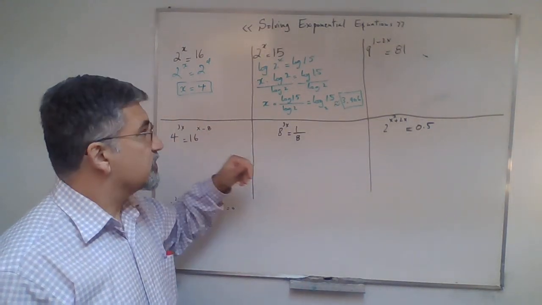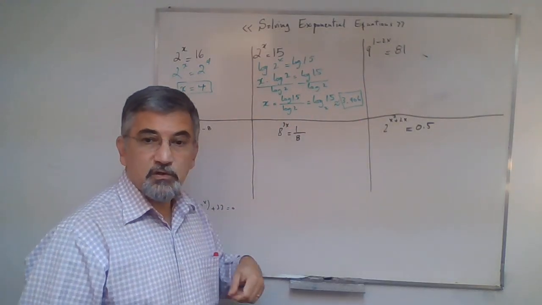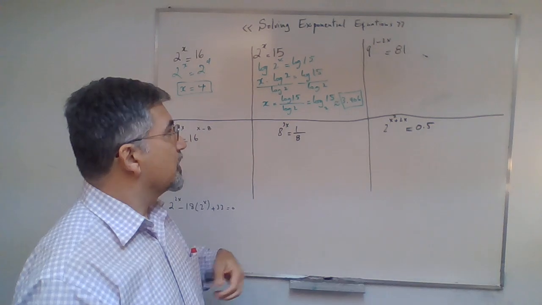It wasn't x equals 4, but it was some sort of decimal number. And we did use logarithm to find the answer.